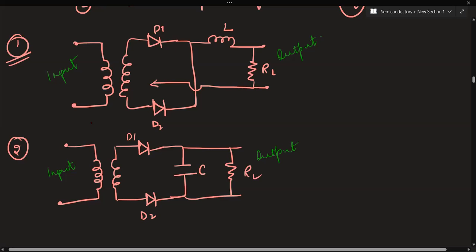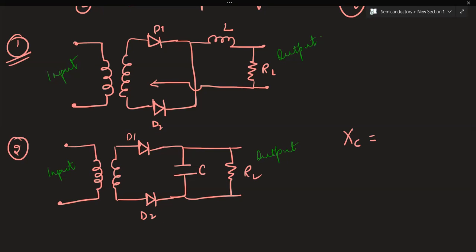Now see what happens. This capacitor will also offer reactance, XC. Do you remember XC? You must have studied it in AC. Capacitive reactance. What was the formula of capacitive reactance? XL is equal to omega L was for inductive reactance. Yes, Fatima. XC is equal to what? Yes, Faisal.